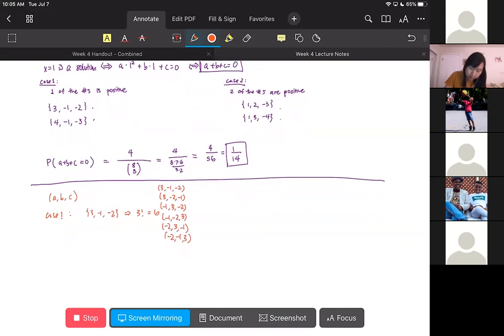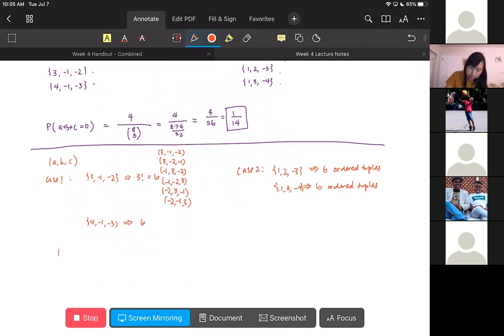Yes. And then for the other one, 4, -1, -3, there's also 6 cases. In case 2, we basically have the same thing. For 1, 2, -3, there are 6 ordered triples. And then same for 1, 3, -4, there's 6 ordered triples. So if we compute the probability this way, then P(A plus B plus C equals 0), we actually have 6 plus 6 plus 6 plus 6 in the top.